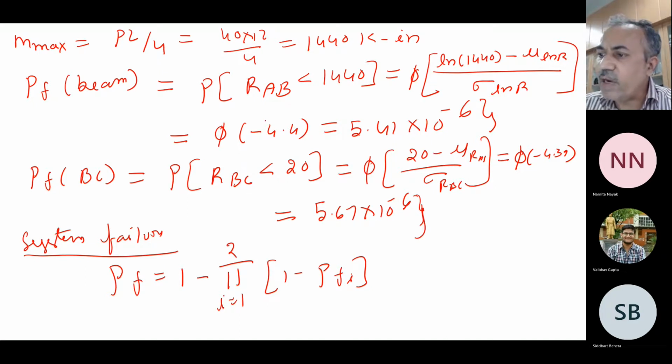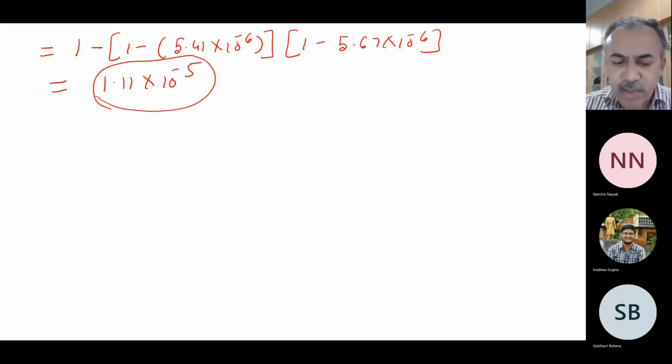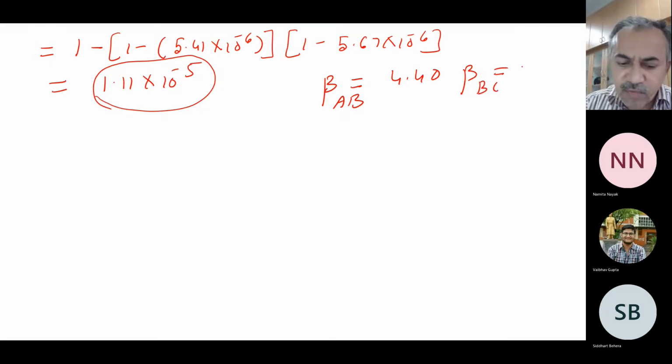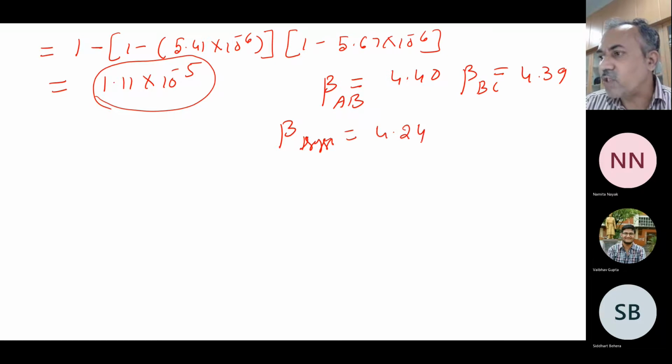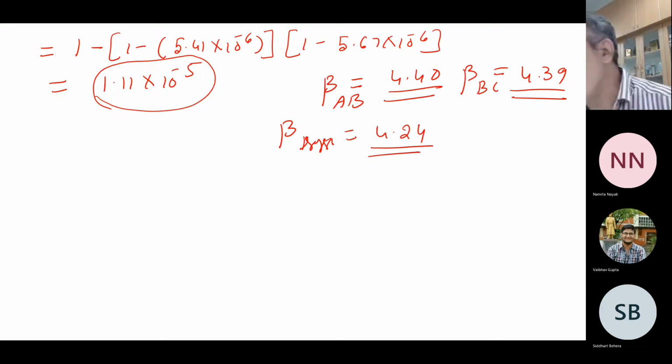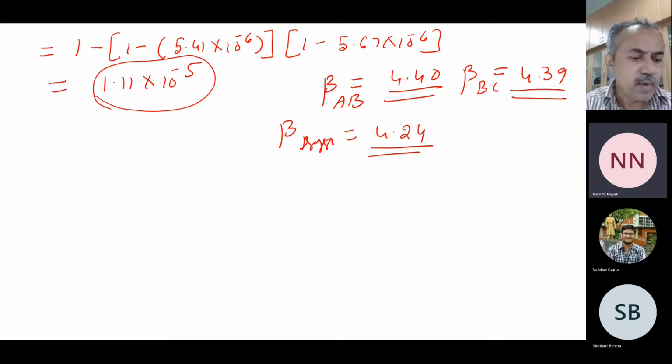If you see the individual reliability, say reliability is given by beta equal to 4.44. For the system here, beam reliability for AB is 4.40. Beam beta for BC is 4.39, and the overall system you can calculate from this one. So this turns out to be 4.24 actual. So where is reliability low: is your system reliability low or are the individual things low? System reliability. So what is your comment?